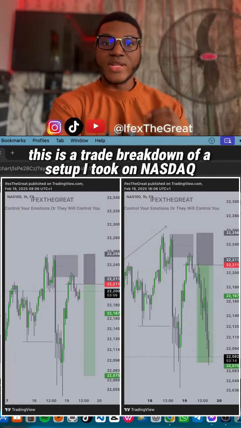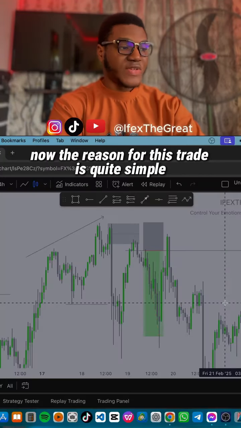What's up guys, this is a trade breakdown of the setup I took on Nasdaq. Now the reason for this trade is quite simple.